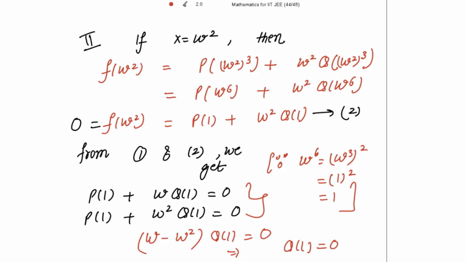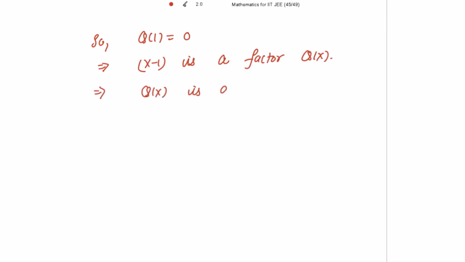Q(1) equal to 0 means 1 is satisfying the Q(x) polynomial. That is, x minus 1 is a factor of Q(x). So Q(1) equal to 0 implies x minus 1 is a factor of Q(x), which implies Q(x) is divisible by x minus 1.